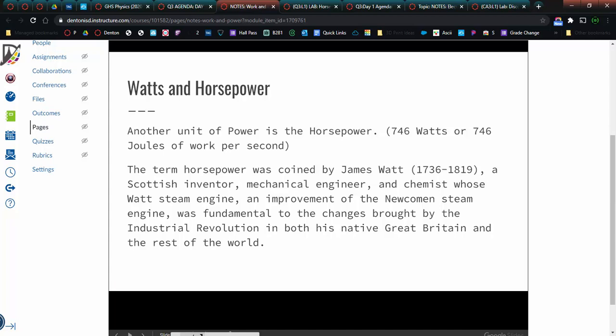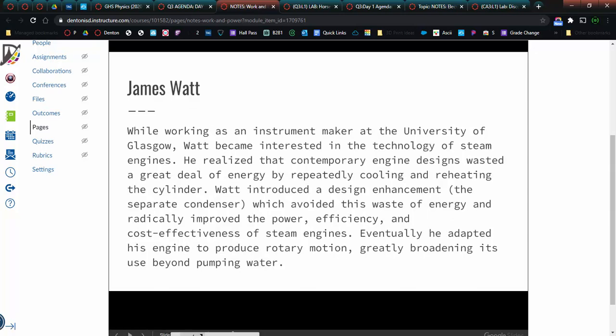What's interesting is that 746 watts is a lot of energy, and a person can put out this much energy. Generally not for any length of time, but when we're doing the horsepower lab, some of you might actually come out that you have a horsepower. I've had several students do that. Granted, they're doing it for like 10 seconds or 3 seconds, but you can easily put out more than a horsepower. The key is for how long.